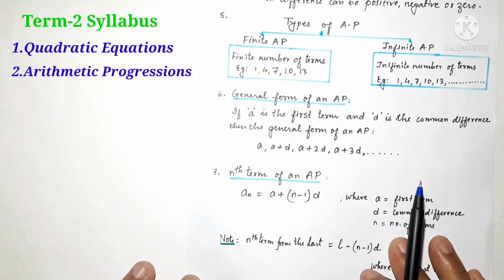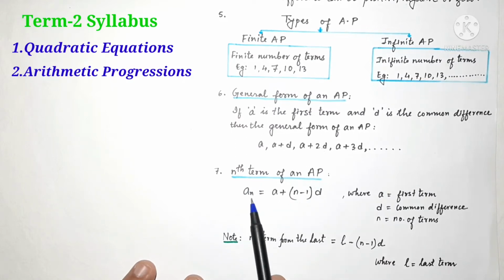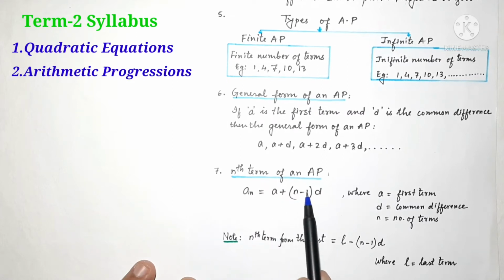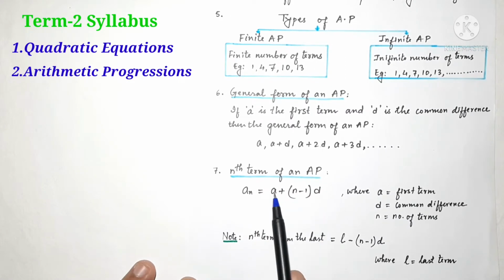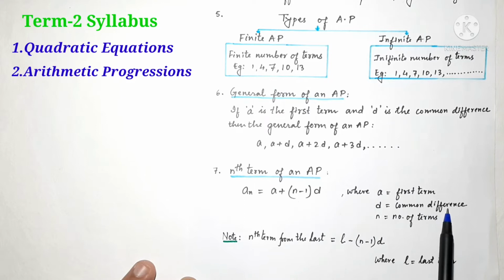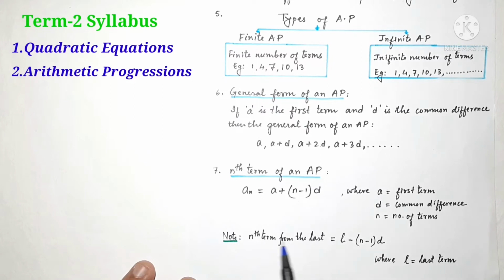Now seventh topic, that is the nth term of an AP. So this is the formula to find the nth term. So nth term equals A plus (n minus 1) D. What is A? A is the first term, n is the number of terms, and D is the common difference. Please note there is one more formula to find the nth term from the last. So nth term from the last will be L minus (n minus 1) D. L is the last term.